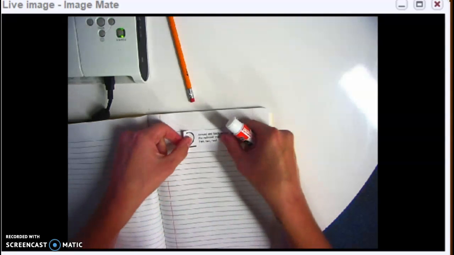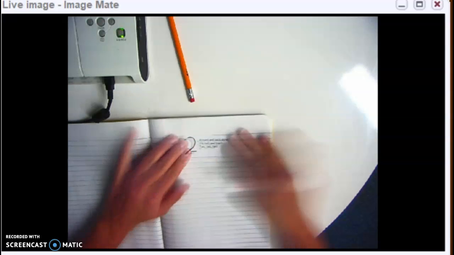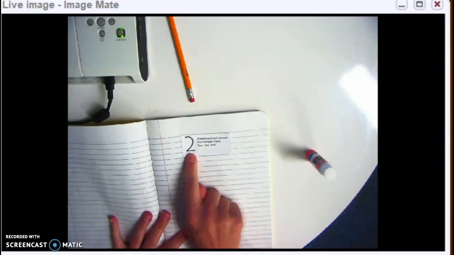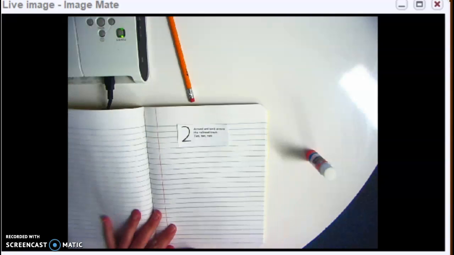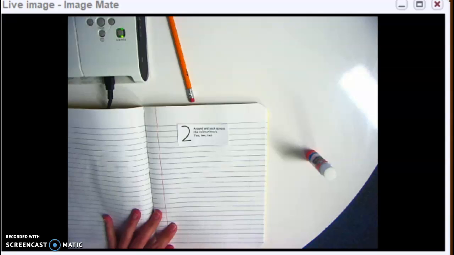All right. Now, friends, I want you to practice this poem with me. Ready? 2. Around and back across the railroad track. 2, 2, 2. All right, friends.